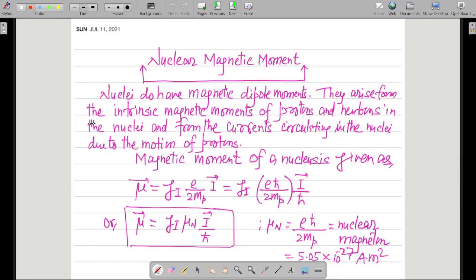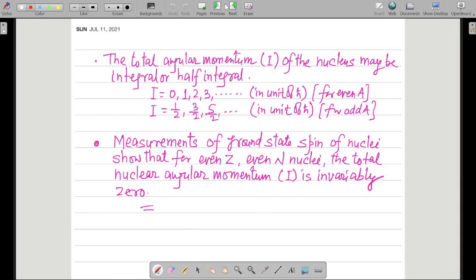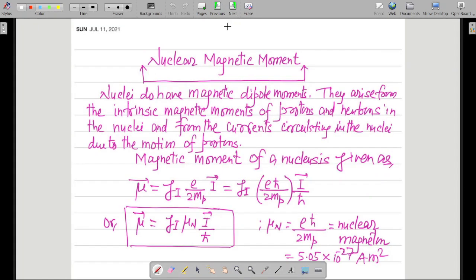So let us see. Up to here we had already learned 2 hours ago, right? So let us see now this particular concept, that is nuclear magnetic moment, about which we are going to learn in the upcoming classes. We are going to learn in very much detail about this nuclear magnetic moment. It is going to be covered in detail.